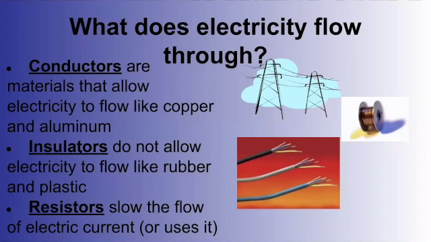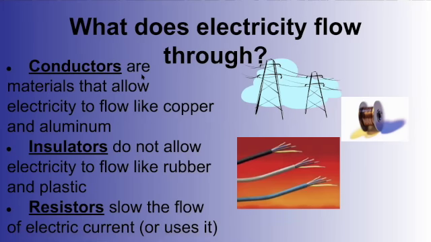It does not let heat pass through it, so we use it to hold on to hot things to protect ourselves. Now, electricity can go through their own kinds of conductors and insulators as well. There's also these things called resistors, and we're going to talk about what those are.